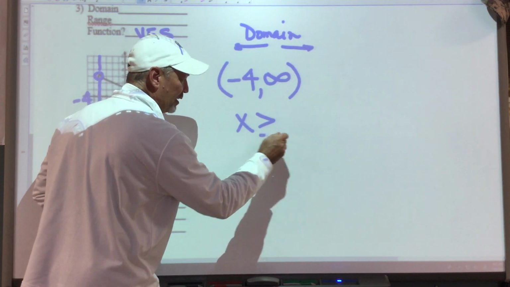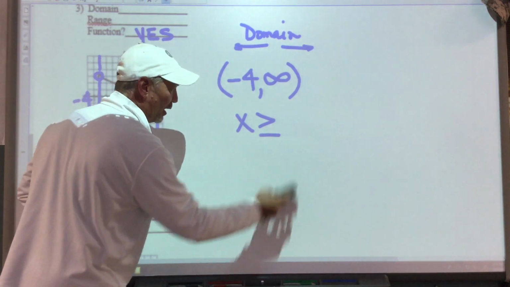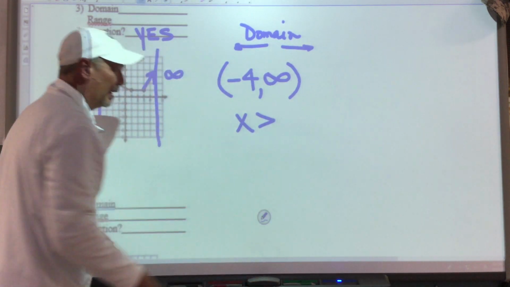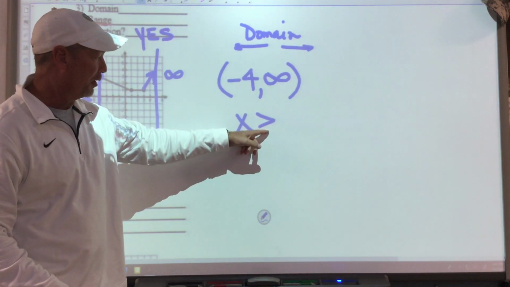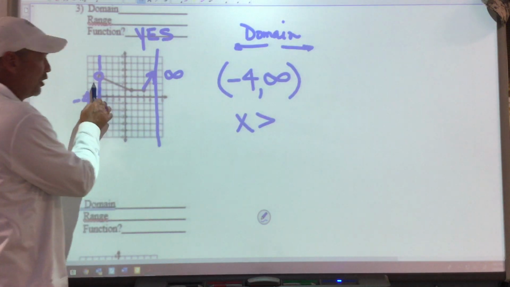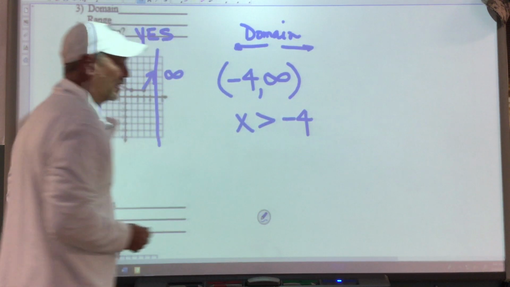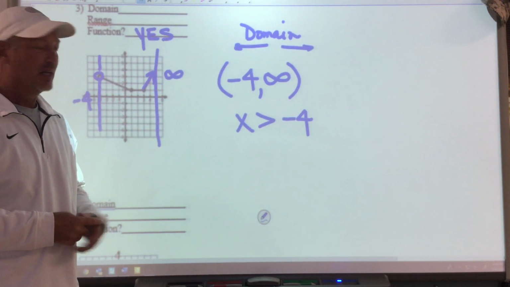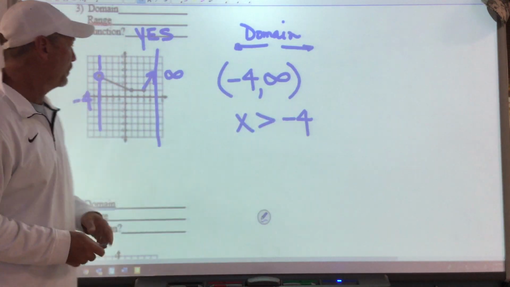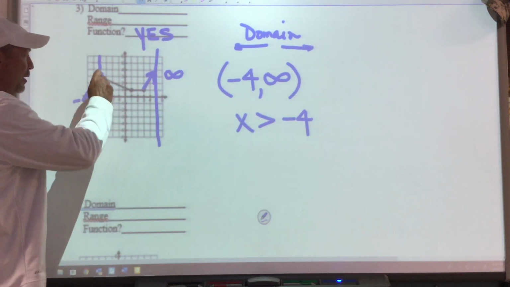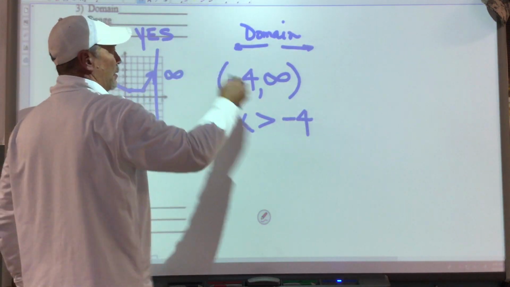We cannot put this here because we have an open circle. We do not touch it. So we're not allowed to put this bar here because that means you get to touch or make contact with that line. So do not put the bar underneath here. But my x values started at -4 and they got bigger. And that's how you would write it as an inequality. X is greater than -4. Now, let's go ahead and finish this out. My range.